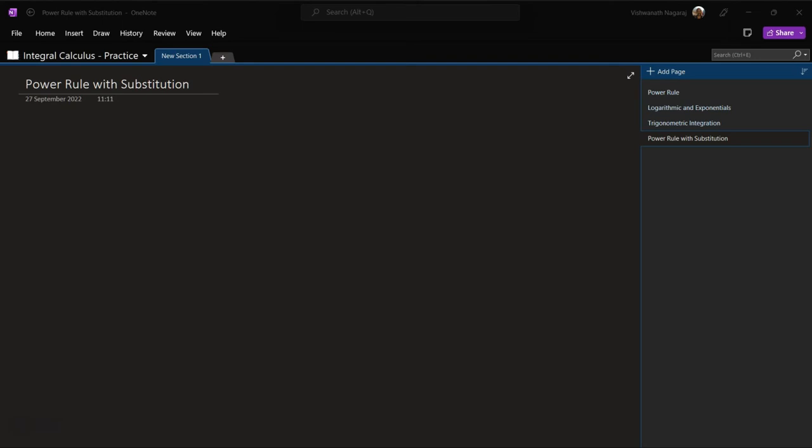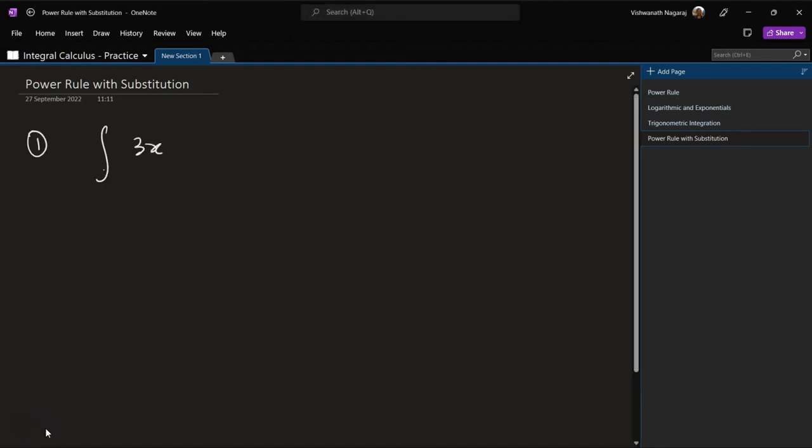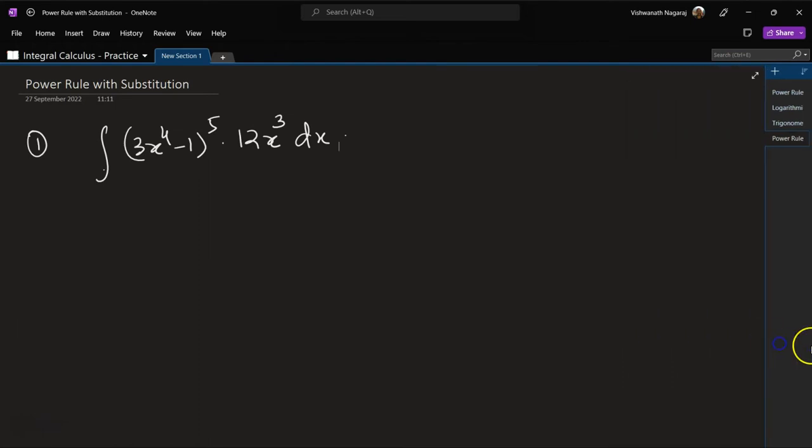We have already seen power rule. Let's look at power rule with substitution. Part 1, integral of (3x^4 - 1)^5 times 12x^3 dx. Okay, let's increase the space. Now here let's take u equal to 3x^4 - 1.